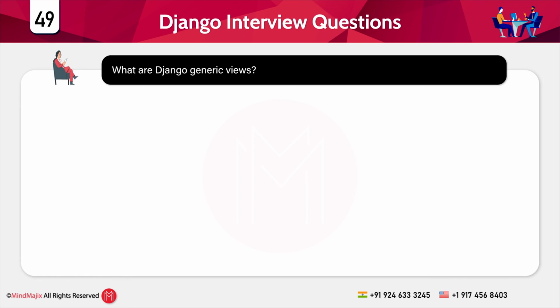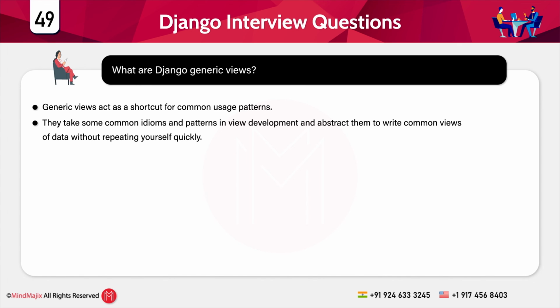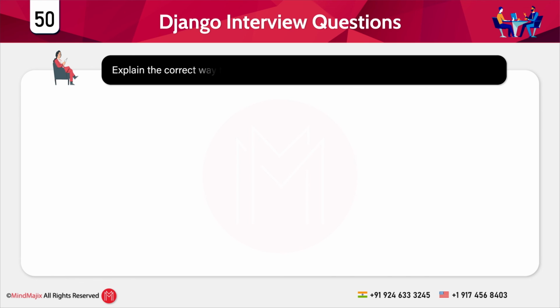So they are classes but not functions and are stored in django.views.generic. So generic views act as a shortcut for common usage patterns. They take some common idioms and patterns in view development and abstract them to write common views of data without repeating yourself.